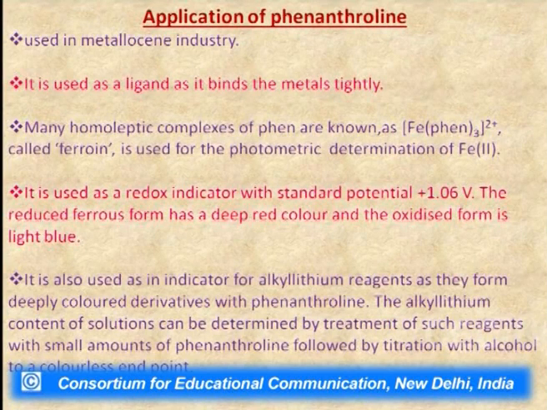Now, what is the application of phenanthroline, which contains this heteroatom? It is used in the metallocene industries. It is used as a ligand since it binds metals tightly. Many homoleptic complexes like ferroin can be generated, which is used in the photometric determination of ferrous ions. It is used as a redox indicator having the standard potential of positive 1.06 volt. The reduced ferrous form gives a deep red coloration and the oxidized form gives a light blue coloration.